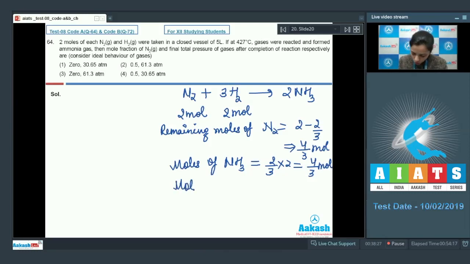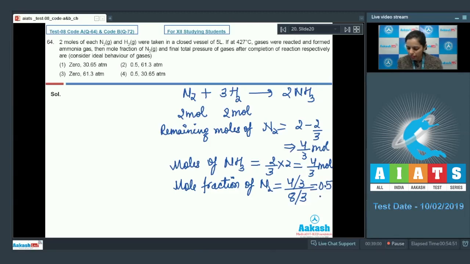Now mole fraction of nitrogen that was asked in the question is equal to moles of nitrogen. What are these? The remaining moles of nitrogen is 4 by 3, and it should be divided by the total number of moles present in the solution. There are two gases present in the solution. One is nitrogen, other is the ammonia. The total moles of these two is 4 by 3 plus 4 by 3. That becomes 8 by 3. It means this is equal to 0.5 mole. This is the mole fraction of nitrogen that is asked in the question.